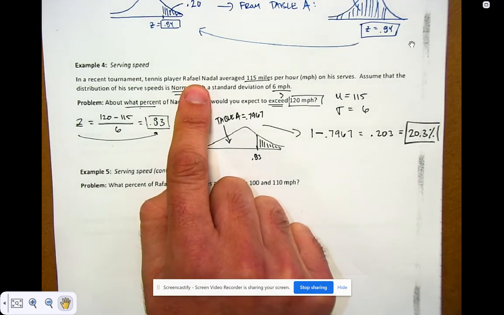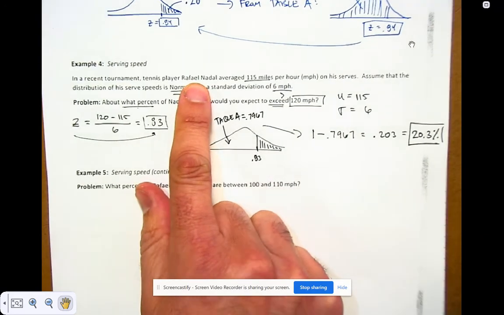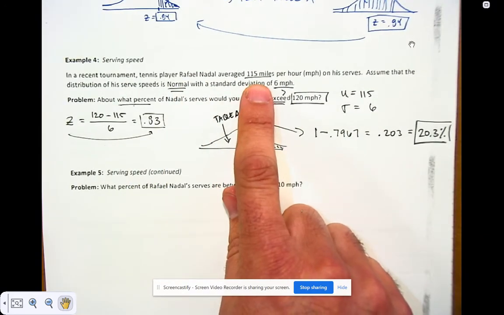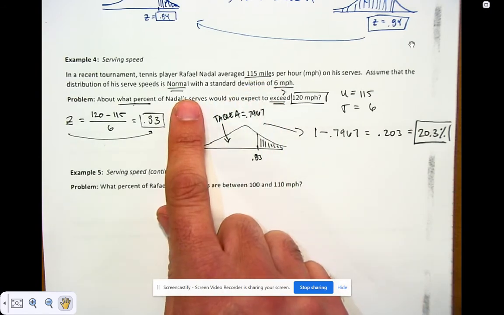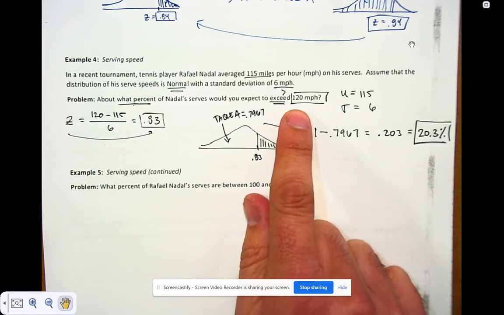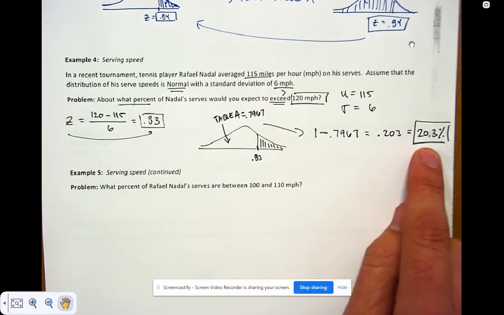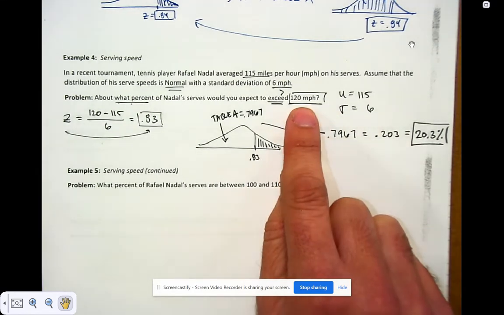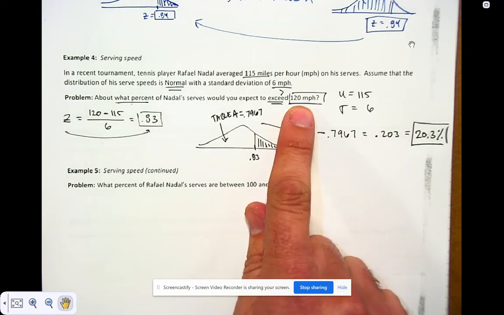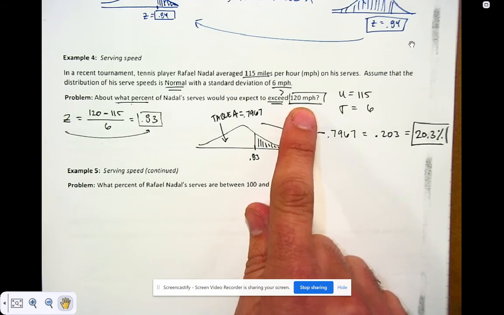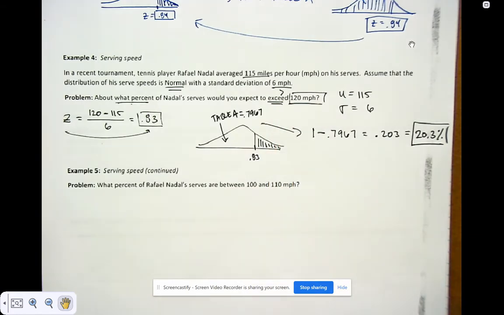Again, this is like real life stuff. Nadal serves all the time in tennis, and they track him at every tournament. He's got an average of 115 miles per hour serve. The coach says, how often is this guy going to serve over 120 miles per hour? 20% of the time. They know this going in so they can prepare their player who's going to have to face Nadal. They're going to have to get some practices where someone is serving over 120 miles per hour, which is crazy to think about. I don't play tennis, but that seems real fast.